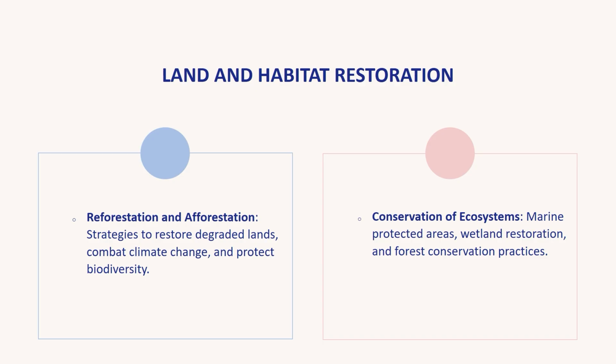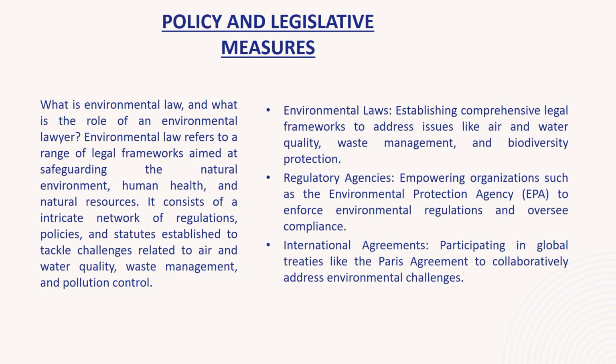Sustainable agriculture: implementing practices like crop rotation, organic farming, and integrated pest management enhances soil fertility and reduces environmental impact. Renewable energy adoption: transition to renewable energy sources like solar, wind, and hydroelectric power reduces reliance on fossil fuels and mitigates climate change effects. Land and habitat restoration means reforestation and afforestation strategies to restore degraded lands, combat climate change, and protect biodiversity. Conservation of ecosystems, that is marine protected areas, wetland restoration, and forest conservation practices.